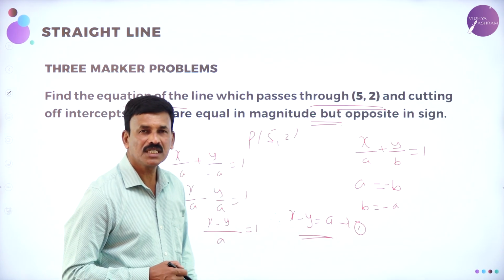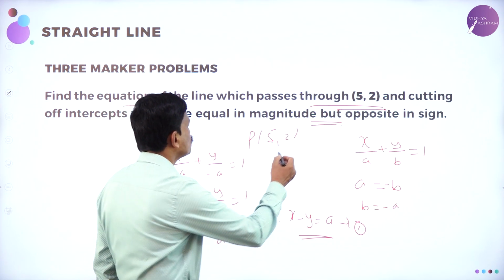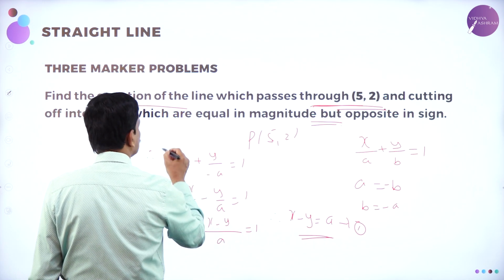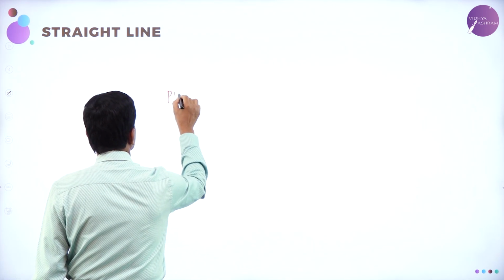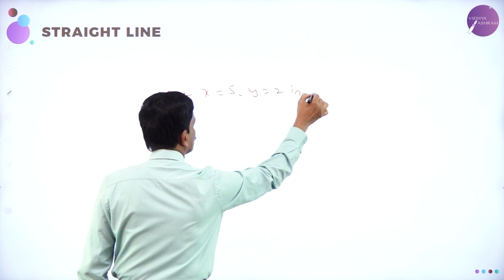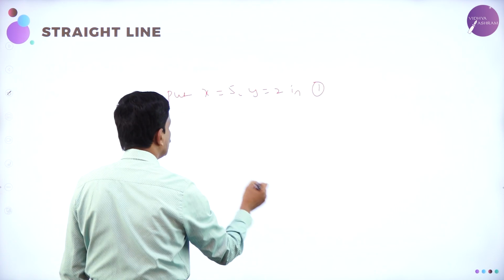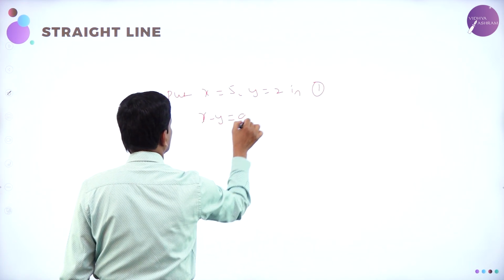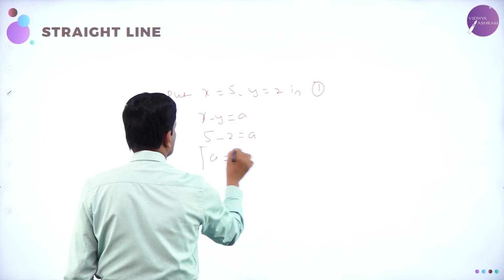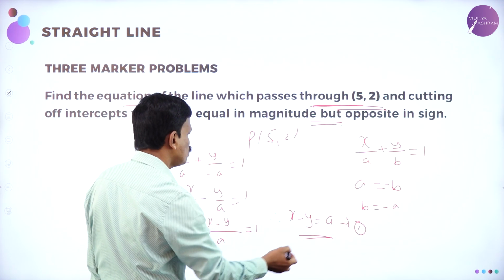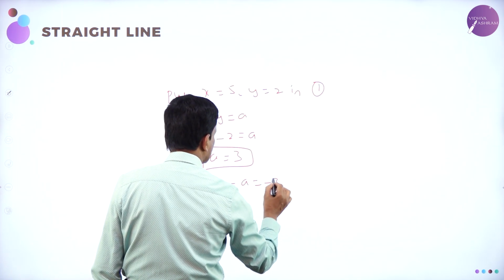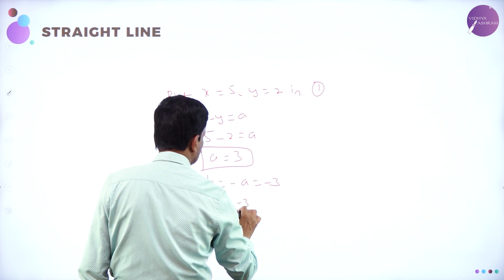Now, what is the condition given? Since the line passes through the point 5 comma 2, put x is equal to 5, y is equal to 2 in equation number 1. What is equation number 1? x minus y is equal to a. So 5 minus 2 is equal to a, which is 3. Since a is equal to 3, what is b? We have b is equal to minus a, that is minus 3. So, b is also equal to minus 3.